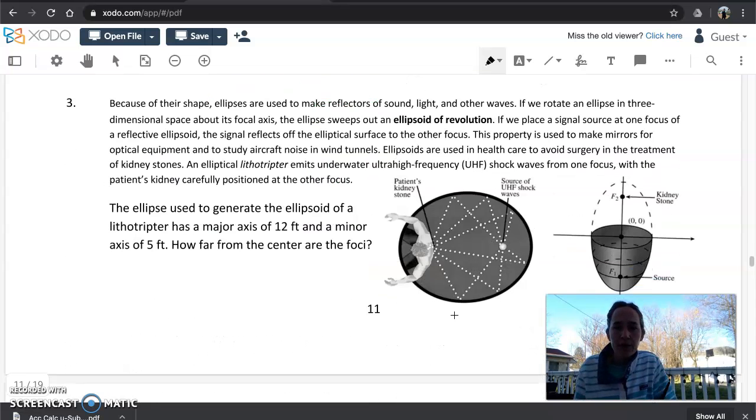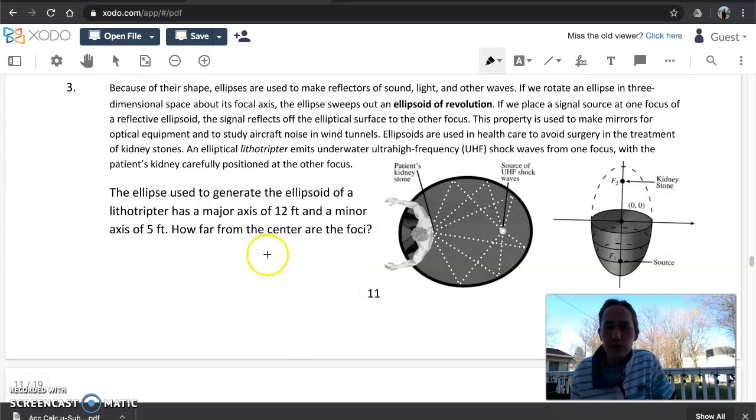All right, at the bottom, another ellipsoid, an ellipse that's revolved around its major axis. And this one's talking about reflectors of sound, light, and other waves. If we place a signal at one focus, the signal reflects off the elliptical surface to the other focus. So just like that Whispering Gallery question. This property is used to make mirrors for optimal equipment, study aircraft noise and wind tunnels, and it's used in healthcare to avoid surgery and treatment of kidney stones.